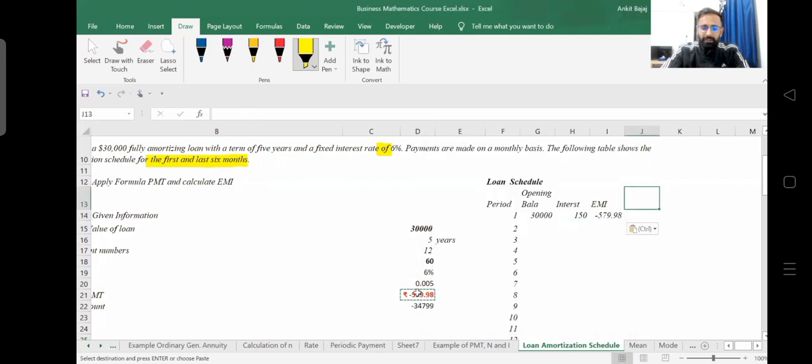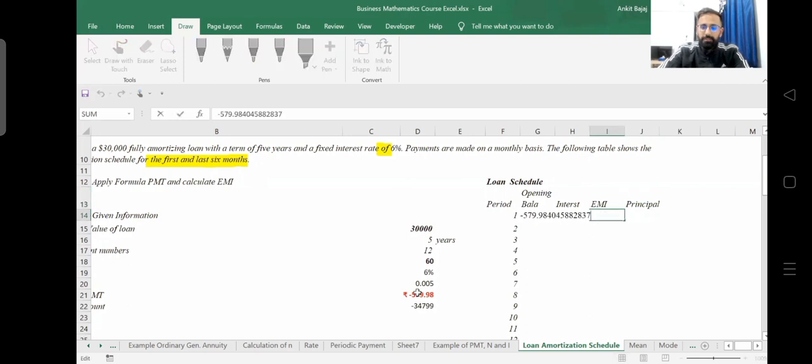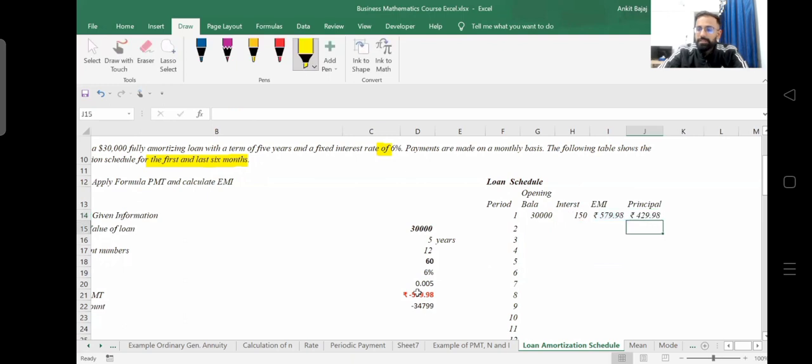Now, if I ask you to calculate the principal amount, what is the principal amount in the given case? Just wait, I have to take the positive figure. So your EMI amount is going to be 579.98. This EMI includes the interest amount also, right? So the interest we have calculated is 150 rupees. So principal is going to be EMI minus interest amount. So this is your principal amount.